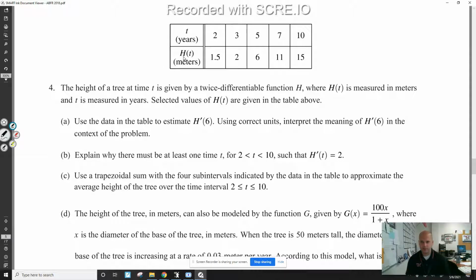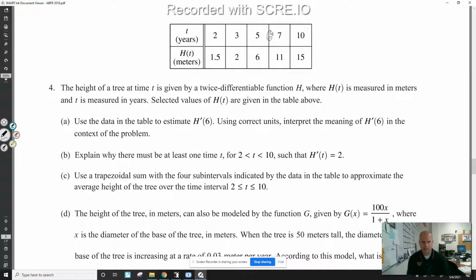Now in this situation, we're given the height. It's not a derivative. It's just the height of the tree. So if I take the derivative, I will find the rate of change of the height of t. How quickly is the tree growing? So use the data in the table to estimate h prime of 6.